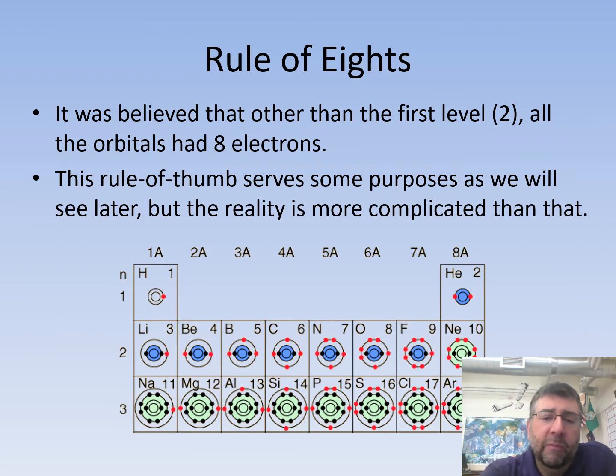There's something known as the rule of eights, and in the old days it was believed that other than the first two elements, hydrogen and helium, all elements had 8 electrons in their outermost orbitals. This rule of thumb will serve some purposes, as we're going to see in a future lesson, but it is more complicated than that.